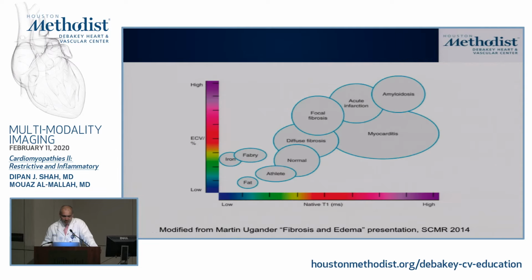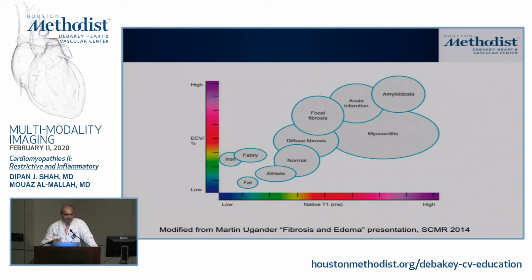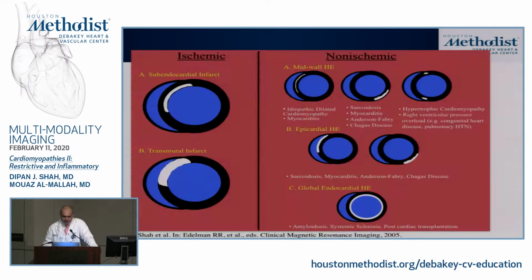And so what I want to wrap up with now is that I think the way we're going to start approaching cardiomyopathies in the future is not just looking at the characteristic patterns of late gadolinium enhancement that I've shown you previously, but also coupling that with information regarding native T1 time and extracellular volume fraction to really further refine the diagnoses in these patients.